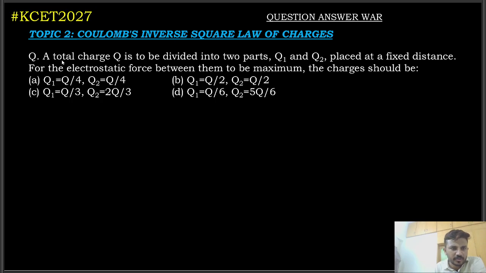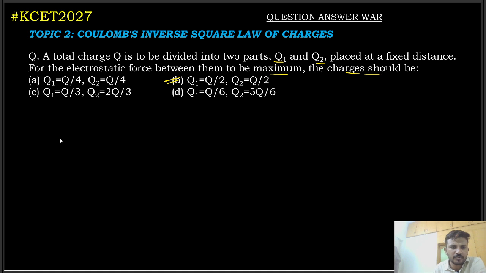Next we have: a total charge Q is to be divided into two parts, Q1 and Q2, placed at a fixed distance. The electrostatic force between them will be maximum when the charges are... Option B is the correct answer.